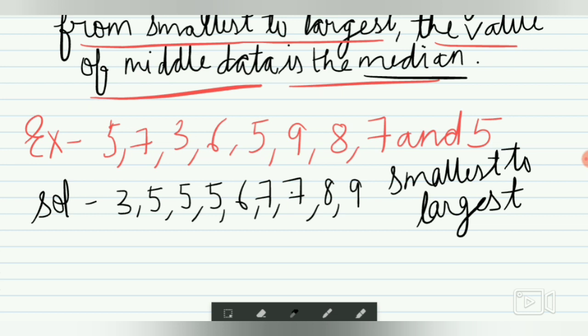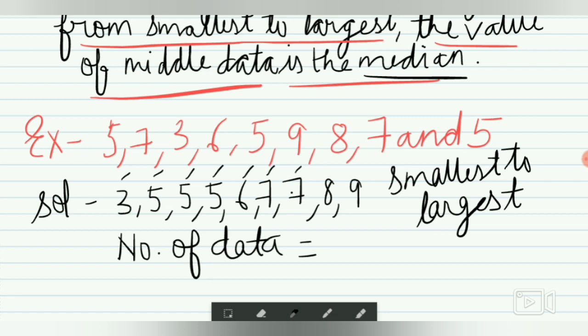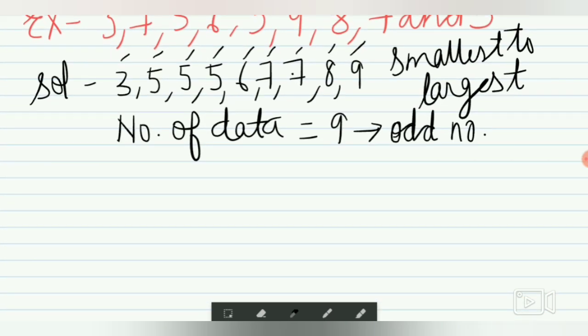Now first of all we have to count the number of data. So the number of data is equal to 1, 2, 3, 4, 5, 6, 7, 8, 9. So there are 9 in number. And you know that 9 is an odd number.